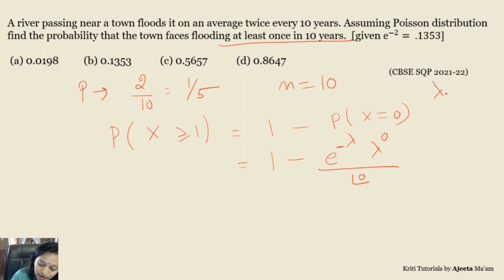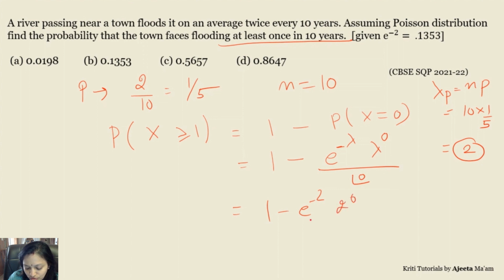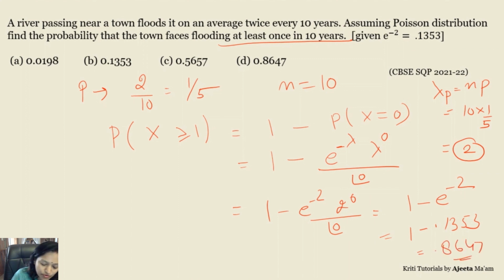So how can you find lambda for flooding? For this case, np. So 10 into 1 by 5. So we get the answer 2. So let's put the value: e raised to minus 2, 2 raised to 0 upon 0 factorial. So what do we get? 1 minus this. So what's the value given to you? 0.1353. So let's subtract it. What do we get? 0.8647, which is option D.